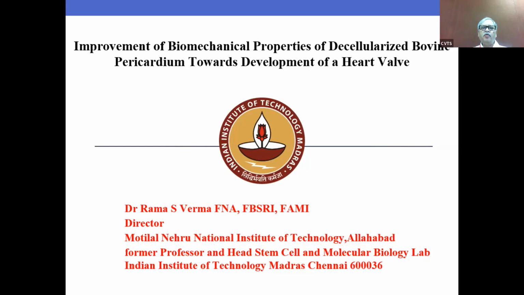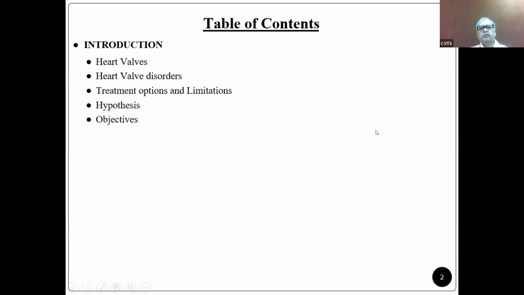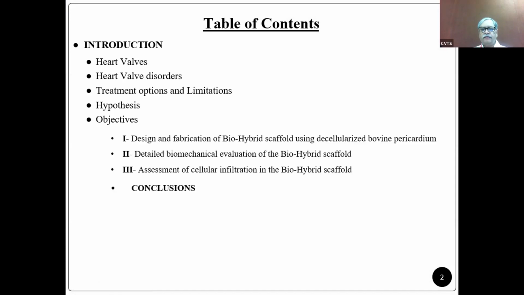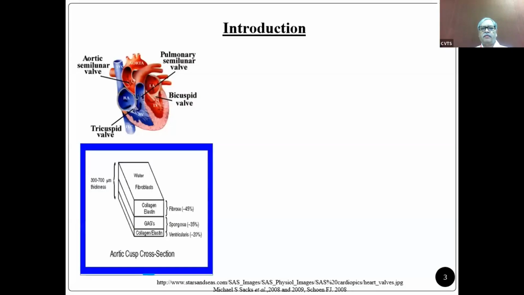So my topic will be improvement of the biomechanical properties of decellularized bovine pericardium towards development of the heart valve. My table of contents will be: introduction, heart valve, heart disorders, treatment options, hypothesis, and objectives. The objectives are three, basically: design and fabrication of the bihybrid scaffold. I'll go one by one, and then I'll come to the conclusion.